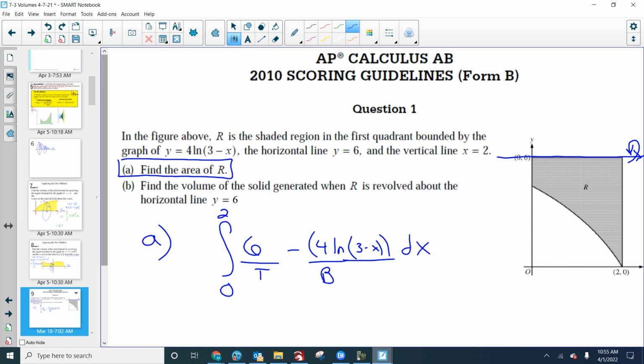Did you get that for part A? Integral 0 to 2, 6 minus parentheses 4 ln 3 minus x dx. Yes? That was a 7-2 question. Top minus bottom. I honestly don't care what the number is. The setup is most important. Like, you guys can type it in. Have we tried part B yet?